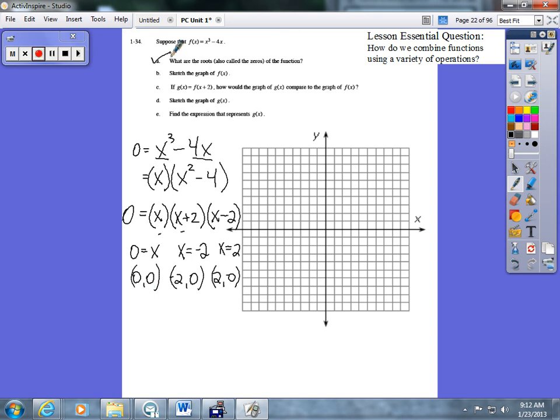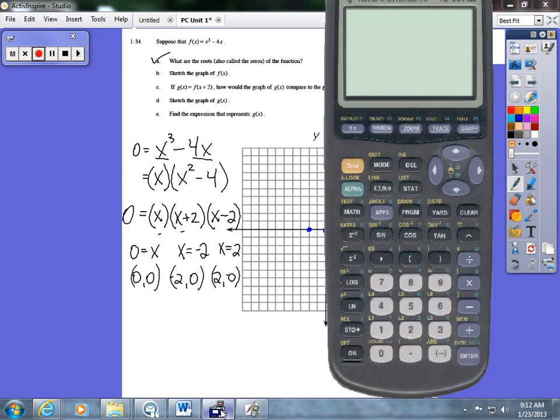Sketch the graph of f of x. So start with your intercepts: 0, 0, negative 2, 0, and 2, 0. You can use your graphing calculator to determine where those high and low points in between are going to be, because this is a type of cubic. So let's see here. I have x cubed minus 4x. I'm going to go Zoom 6. That gives me my standard window, which is what I want for this particular problem.